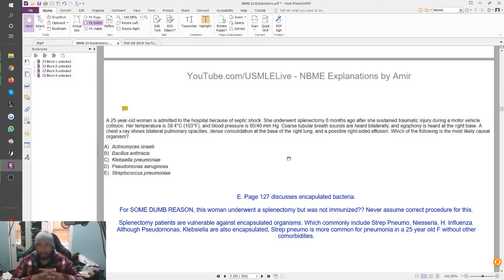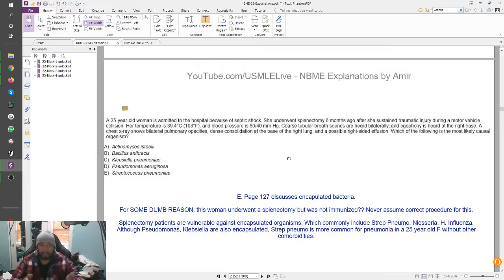Right? So she underwent a splenectomy because of a motor vehicle accident, which is very common. And then they didn't immunize her. Her temperature is super high, blood pressure is very low, coarse tubular breath sounds are heard bilaterally, and egophony is heard at the right base. So that means she has consolidation at the right base. A chest X-ray shows bilateral pulmonary opacities, dense consolidation at the base of the right lung, which they're reiterating to you, and a possible right-sided effusion, which means that on the chest X-ray they probably can't see the diaphragm angle in the bottom right corner. Which of the following is the most likely causal organism? And then you look at all your answer choices.